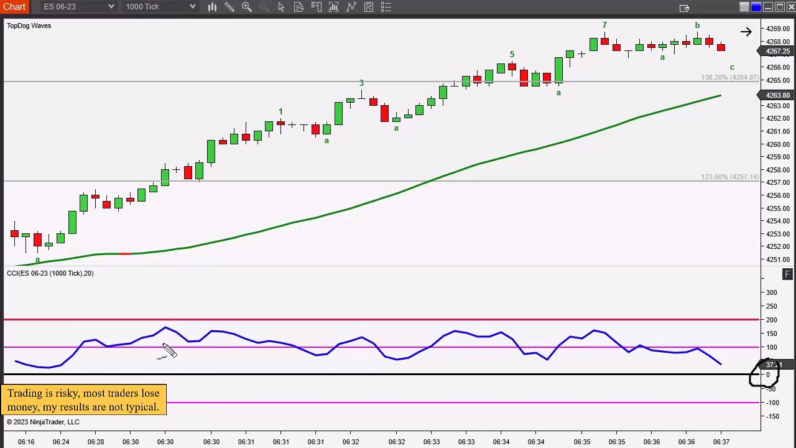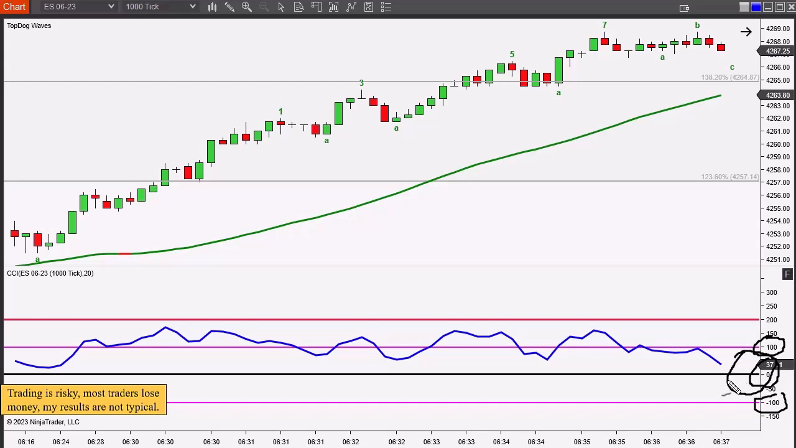If it didn't reach 100 or it didn't reach negative 100, that means there's no strength to the upside or to the downside. So it's got to first hit 100 for a bullish trend, or negative 100 for a bearish trend. If it doesn't do that, if it stays within this range here, hovering around 0, then it's a choppy market.